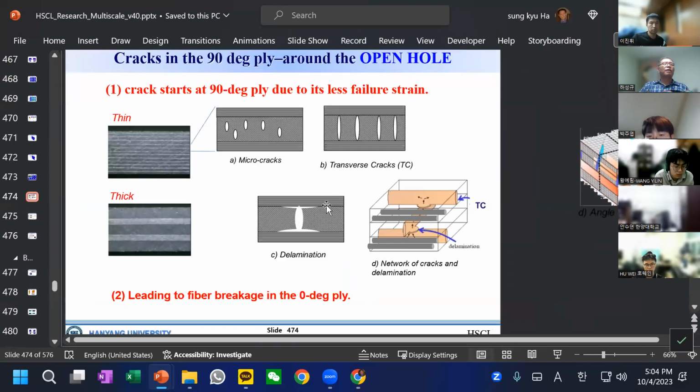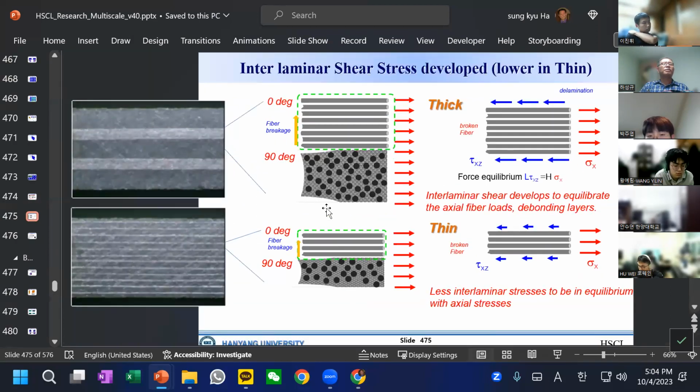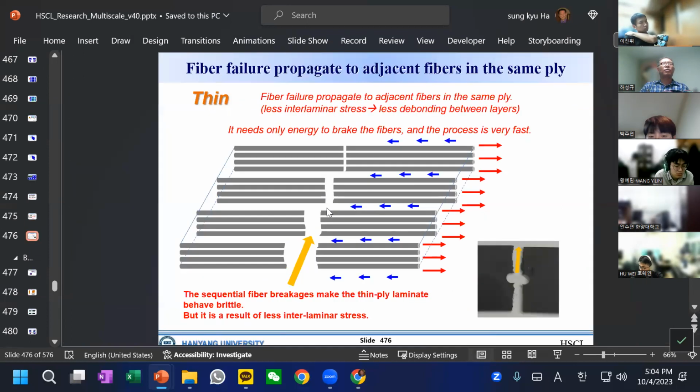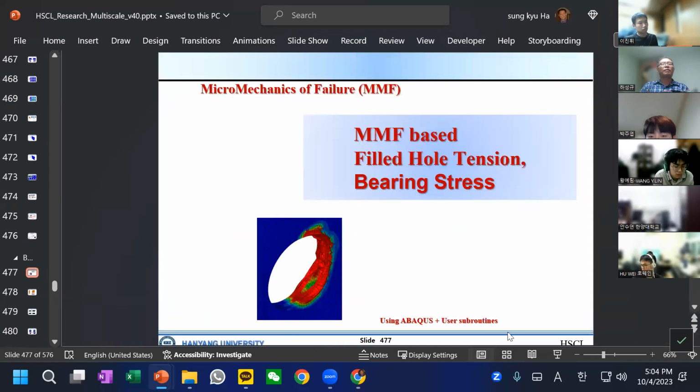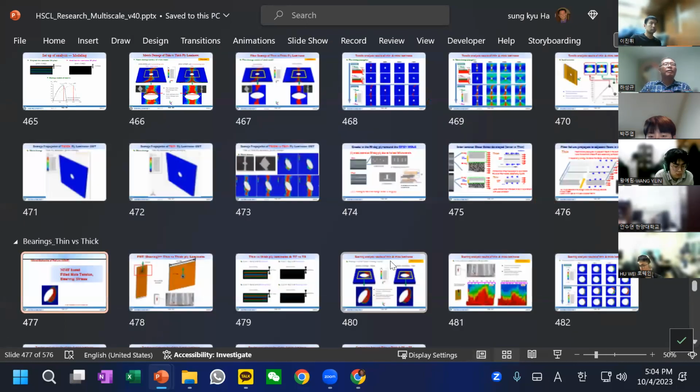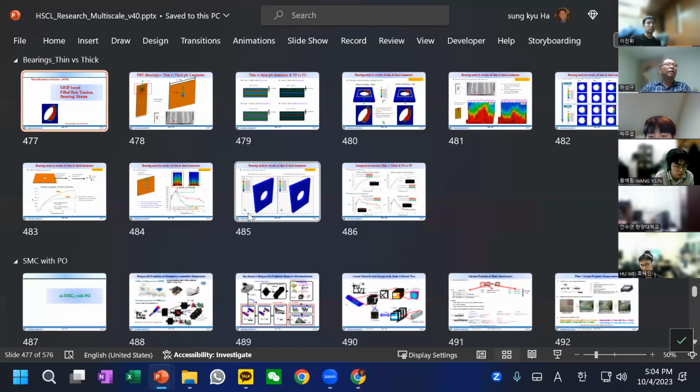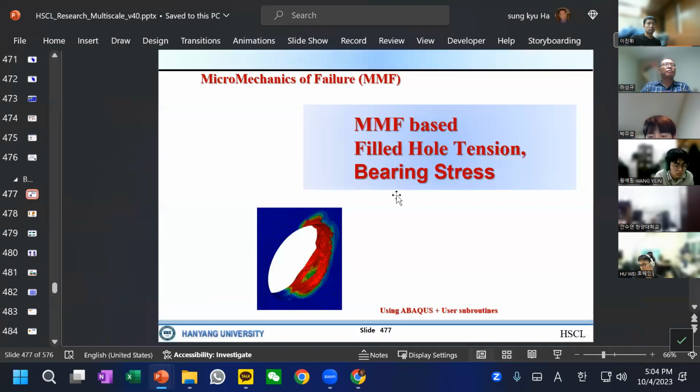There was a physical understanding and explanation of all things. I'm trying to show you what can happen in the micromechanical behavior of the composites. This is a filled hole tension.